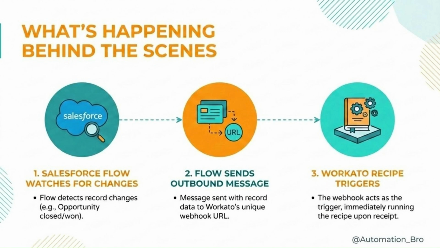Likewise, let's understand the Salesforce end. In Salesforce, we have to create an outbound message, where the outbound message URL, which is the webhook URL, is what we get from Workato when we create a trigger for new or updated records in Salesforce. That is the trigger point where we can see the outbound message URL.